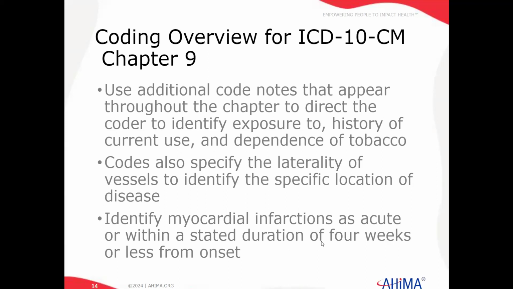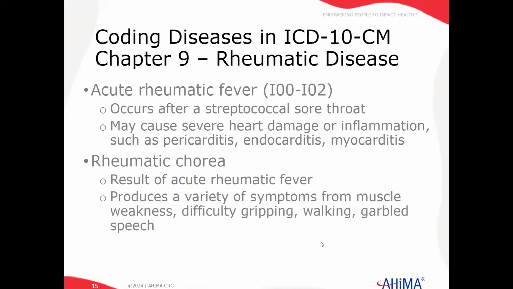And again, as we've seen in other chapters, we want to pick up history of, current use of, and dependence on tobacco. I'm going to talk about the specificity and specific laterality of the blood vessels regarding circulatory diseases. And we want to identify any myocardial infarctions as acute or within a stated duration of 4 weeks or less. And we'll see why in a little bit.